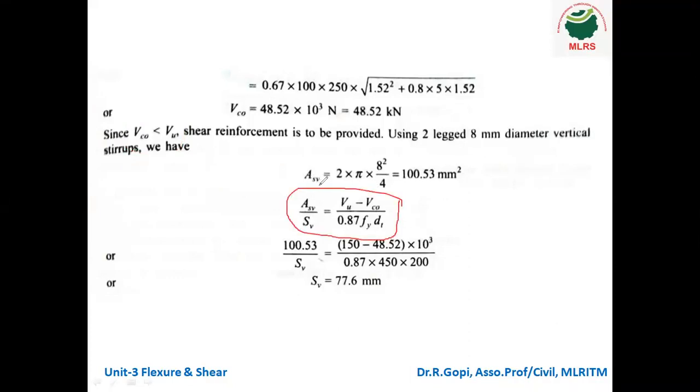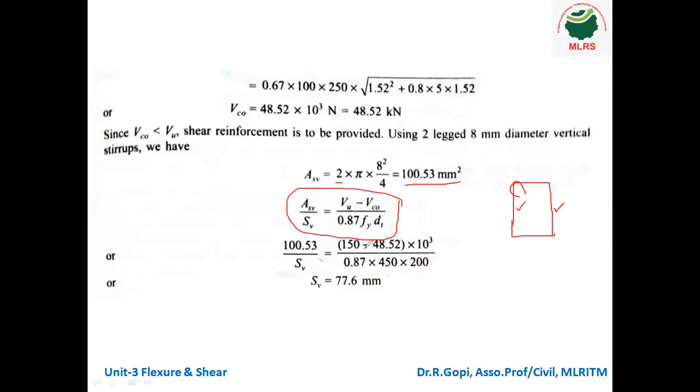So what are the things we must know? Asv is the area of the vertical stirrups. Two-legged, so that is 2. You can see here the shear reinforcement. We provided it like this. This is the hook, this is 1 leg, and this is 1 leg. So 2 legs into pi by 4 into d square. Diameter of the bar is 8, so we got 100.53 mm square. Now substitute all the known values here. Asv is 100.53. Sv is nothing but the spacing of the stirrups. That only we must find.